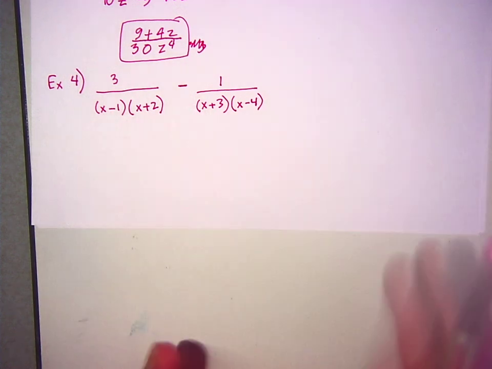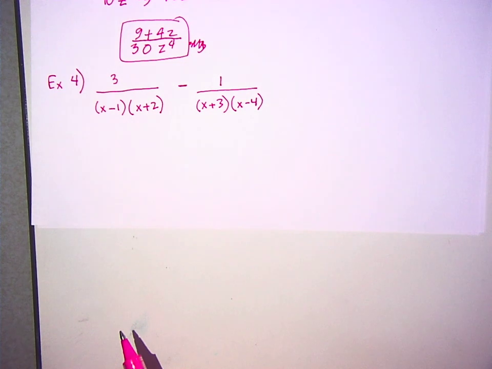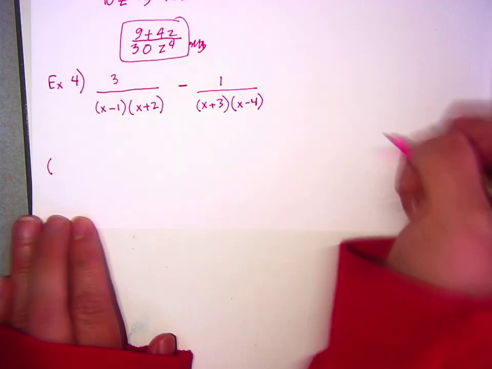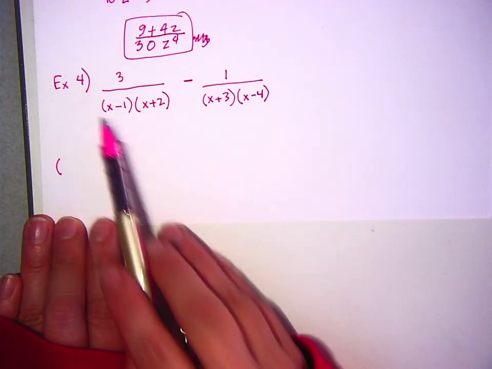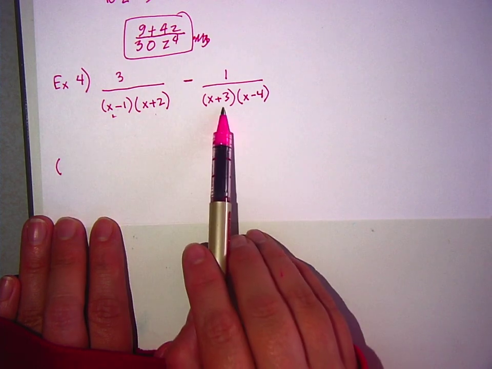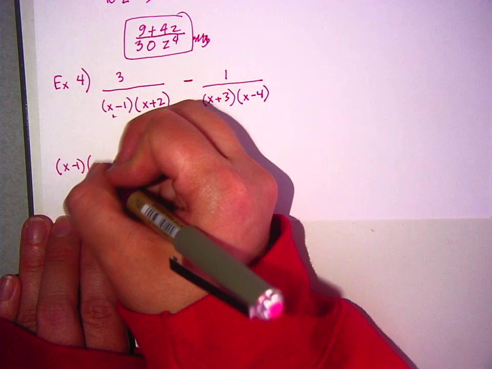So what can we make as our common thing for all of them? X minus 4. X plus 2 needs to be in there. What else needs to be in there? X plus 3? Do you say 12? Just naming numbers? Okay. We're trying to find a common denominator. We're trying to find something that x minus 1, x plus 2, x plus 3, and x minus 4 all go into, which is all of them multiplied together.